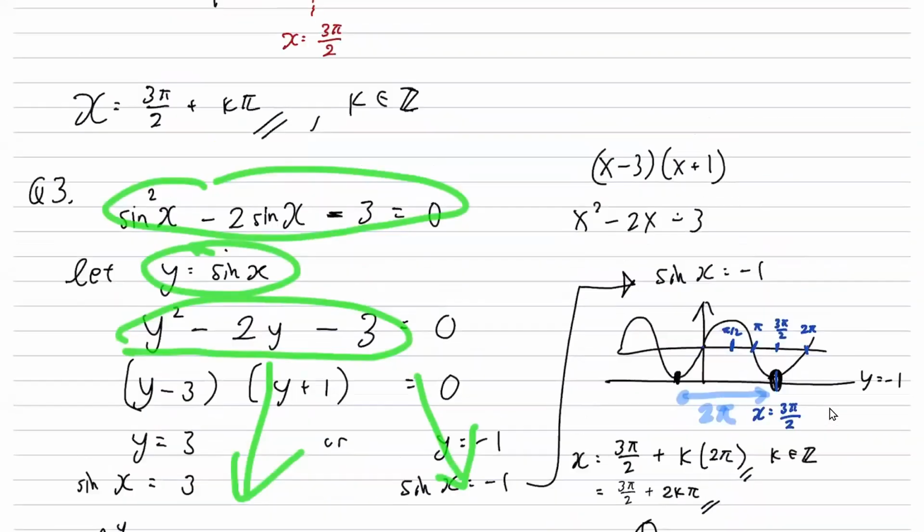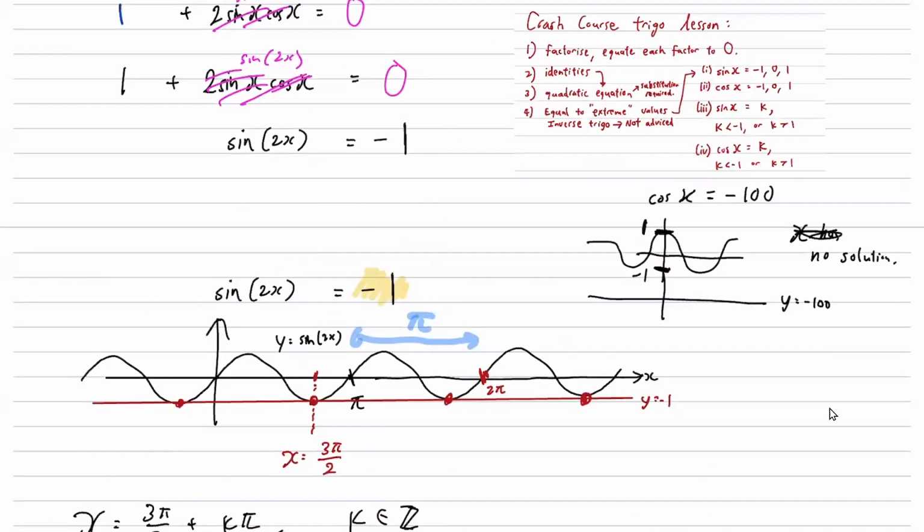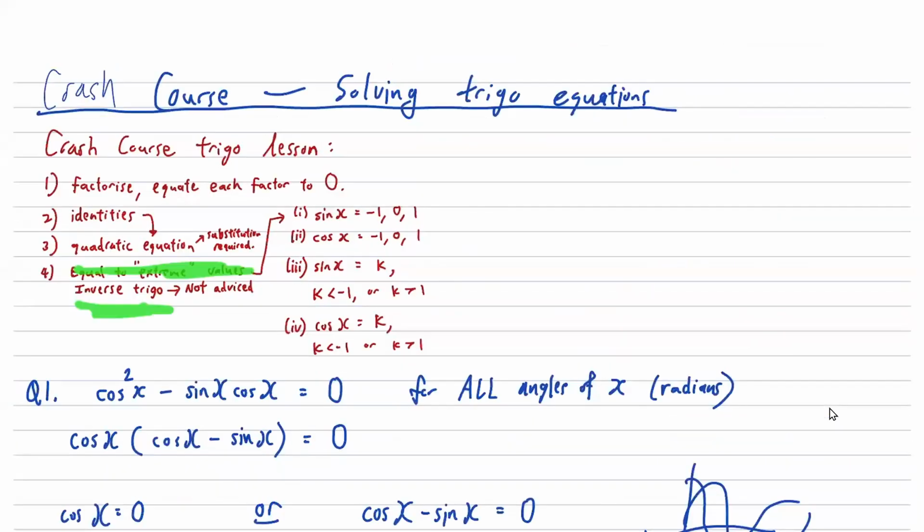Then the next question I talked about is equal to extreme values. Inverse trigo is not advised. The recommendation is to draw a graph. I strongly recommend you to draw a quick graph. Like if you have sine x equals negative 1, sine x equals 0, or sine x equals positive 1. Basically, these 3 extreme values. Likewise for cosine x, negative 1, 0, or 1. And you should just draw a graph.